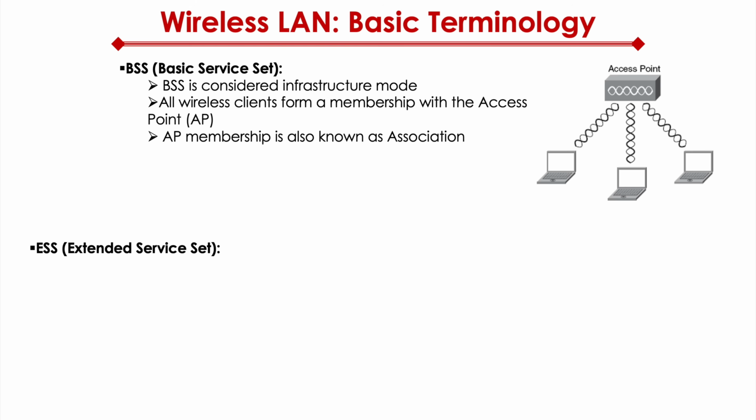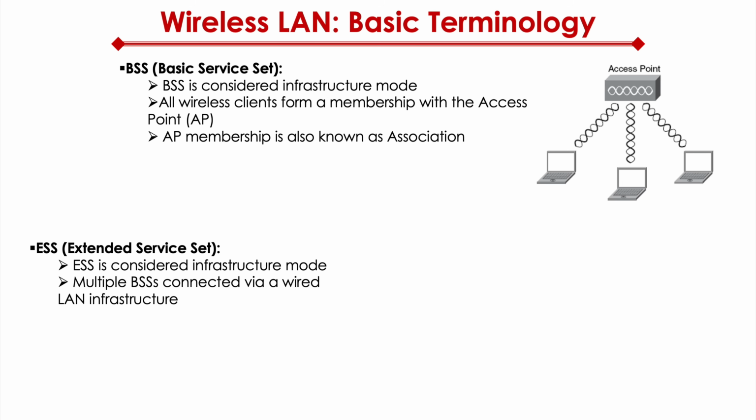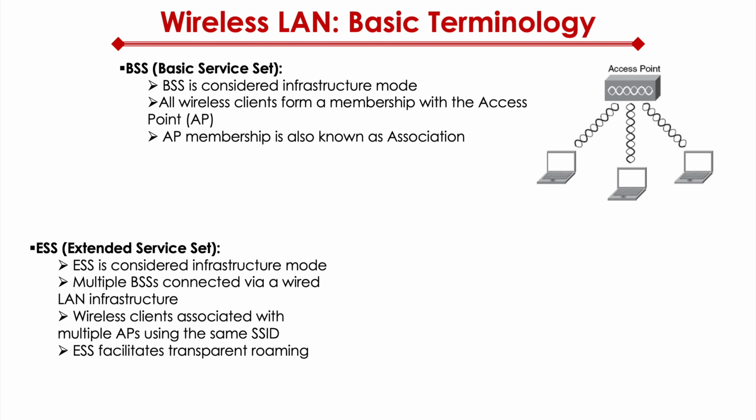Finally, there is ESS, or Extended Service Set. It's also considered infrastructure mode, similar to BSS. The only difference here is when you combine multiple basic service sets together via a wired LAN infrastructure, that's what makes up an ESS. And wireless clients associate with multiple APs using the same SSID. And ESS facilitates transparent roaming.